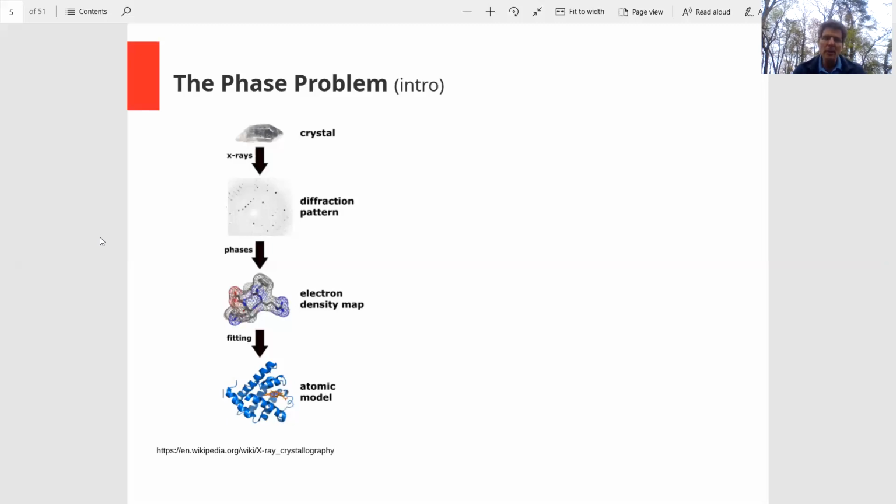So when the diffraction experiment is done, you can measure the intensities of each one of these pieces of the diffraction pattern, but you can't measure the phases. The phases are gone. There's no way to recover those. And so that's why this is called the phase problem. So absent the phases, you would still like to know what the molecule looks like.